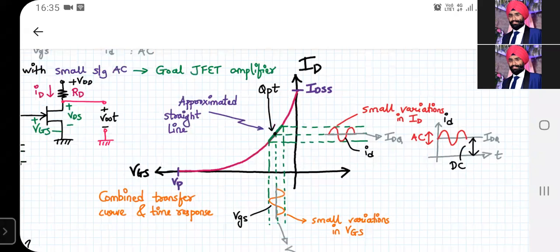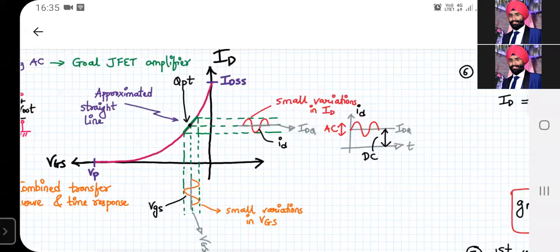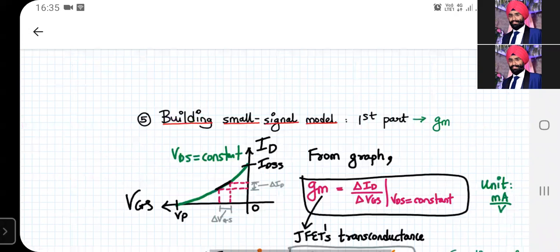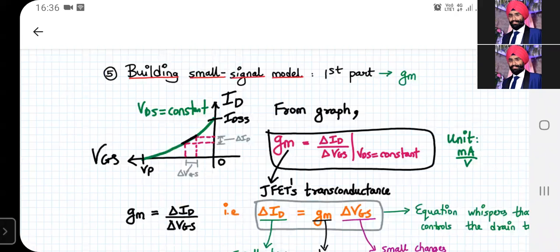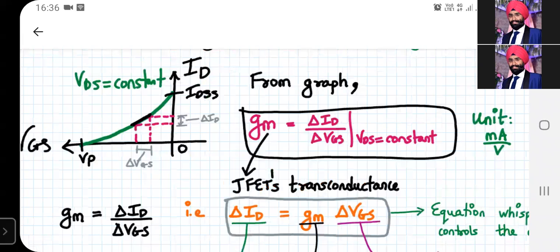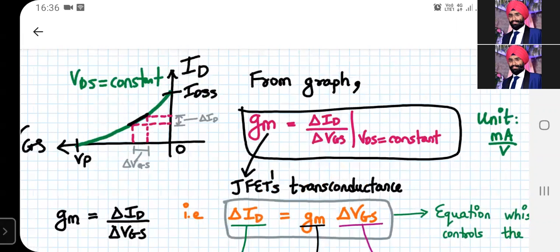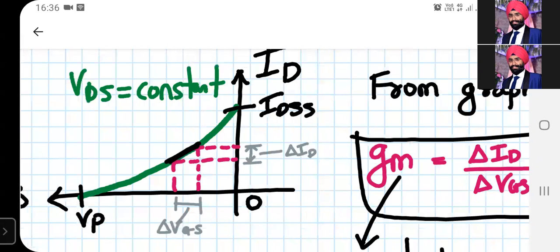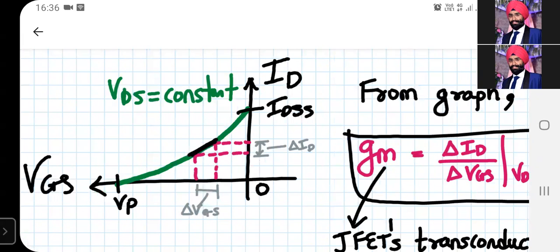So we'll go to the next part, building the small signal model. Next, we will build a small signal model. The first part in this puzzle is GM. Now we have seen the GM before. So what is GM? GM is the slope of a small segment. Again, this is the transfer curve. A small segment can be approximated as a straight line. Can you see this black color line on that green color curve? This is a straight line, and the slope of that is your GM.